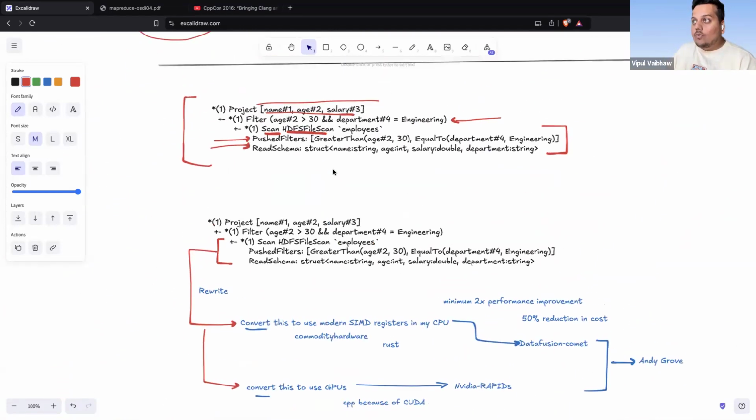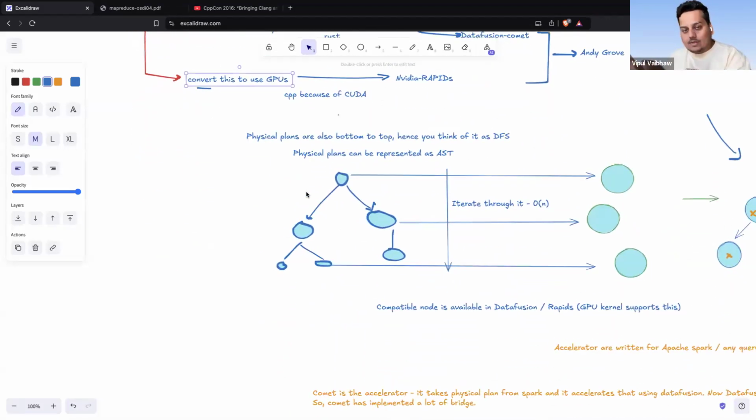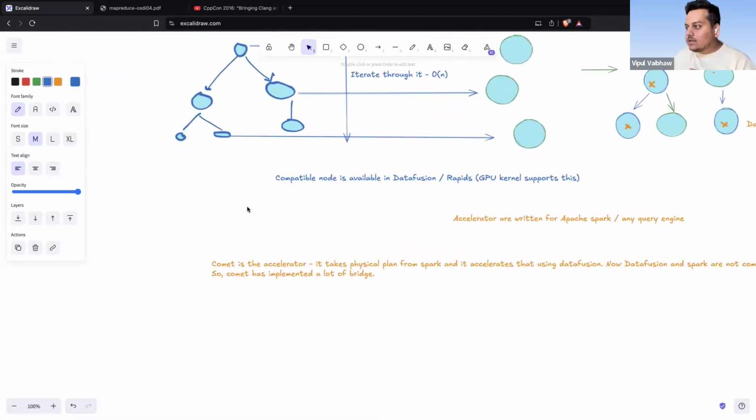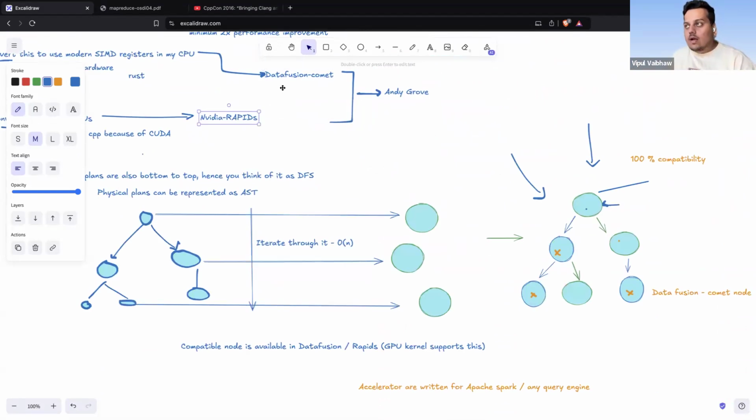Then we learned what a physical plan looks like. We understood what a physical plan is, and I'll talk about Tiger Beetle and ClickHouse later. And then we learned the meaning of rewriting a physical plan into a SIMD thing or into a GPU thing. So we formulated what the meaning of acceleration is. Then we realized how acceleration happens. Then we saw two projects with which we can do the acceleration: Data Fusion Comet and NVIDIA Rapids. Data Fusion Comet is for CPU-based execution, Rapids for GPU-based execution.